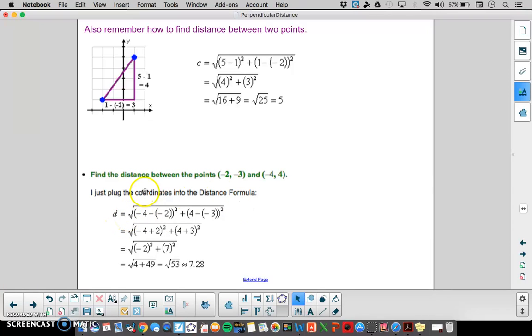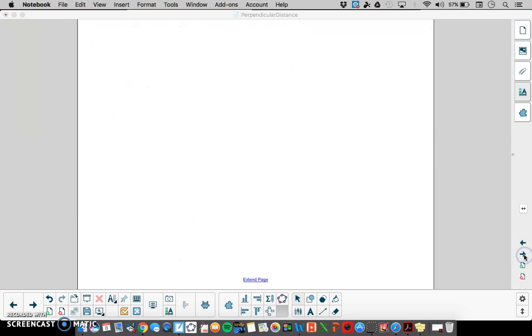So for practice, you could find the distance of (-2, -3) and (-4, 4), and get that the distance is the square root of 53. So all of this is prior knowledge, either stuff that you've learned in Algebra 1 or the distance that we've talked about in a geometry class so far. Now we're actually going to use this information to talk about our objective for the day, finding the distance between a point and a line.